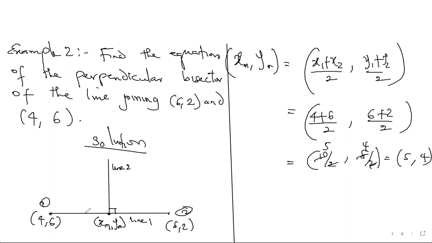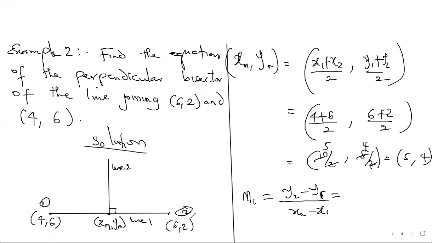So the only thing I need to be able to write the equation of this line is the gradient of this line. I can get that gradient if I know the gradient of this other line. So I need to calculate the gradient of the other line, m1, which is the gradient of the line that I know. That's (y2 - y1)/(x2 - x1).